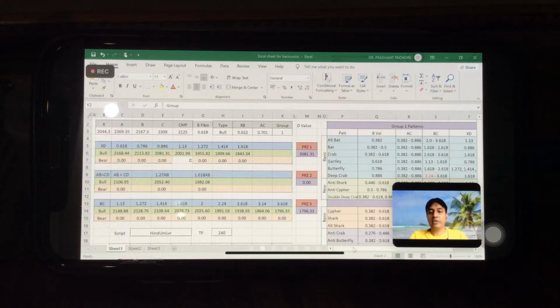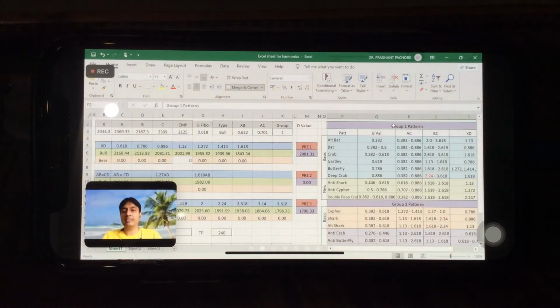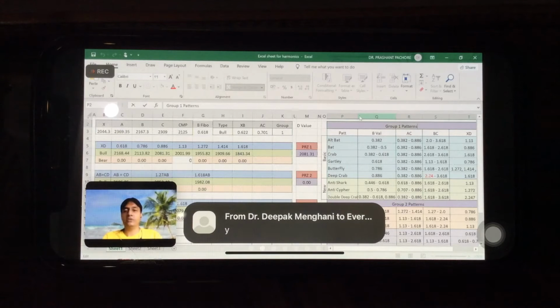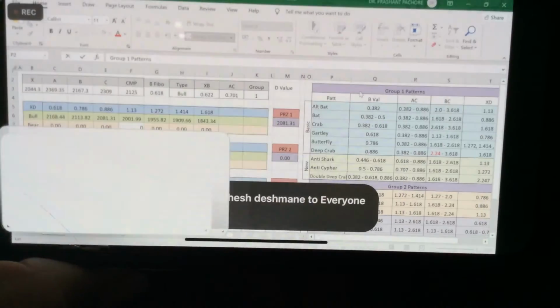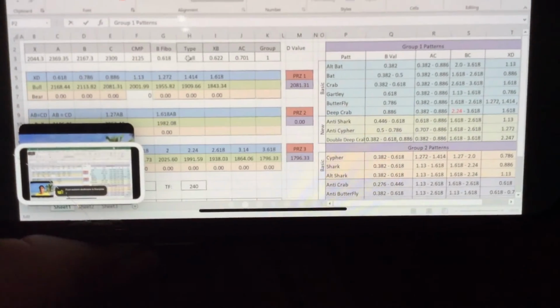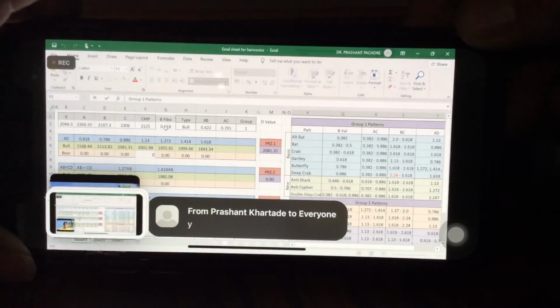So when we see on this side, on the right side, this is the left side of the sheet, this is the right side of the sheet. Are you able to see the group 1 pattern? It's written here, group 1 pattern. Can you make out? Group 1 patterns. Yes. So group 1, it's telling me bullish pattern and 0.618 FIBO.